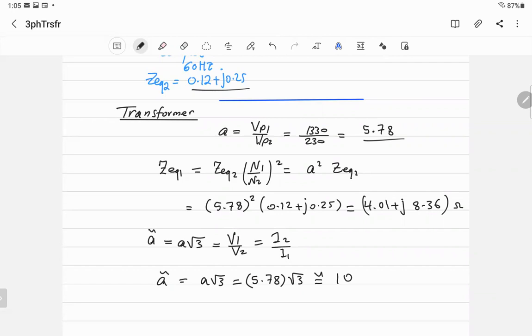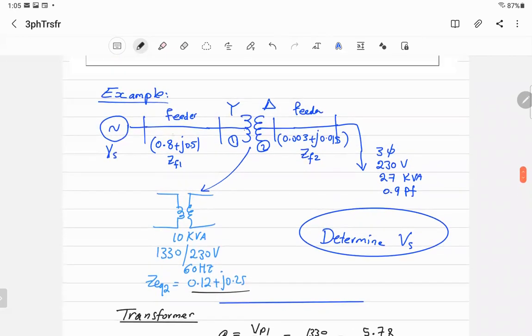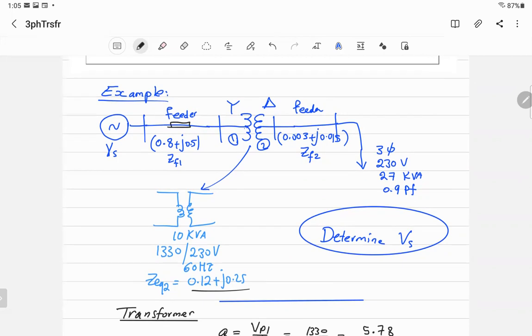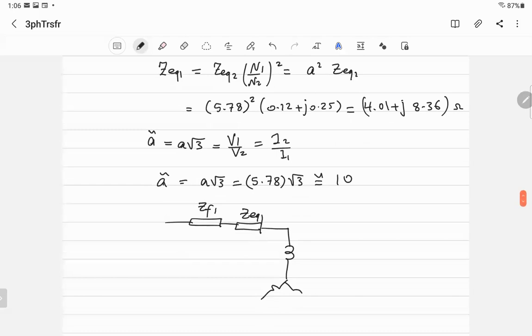Now I'm trying to get to that. Let me just sketch what we got till now. I did the Z equivalent on the other side. So if we are talking about this side, I got the equivalent impedance, Z equivalent 1, for the transformer. And don't forget, when you go to the line diagram, you have a feeder here. The feeder has impedance 0.8 plus j0.5. So I have another impedance here on the same side, which is feeder 1 on side 1, just to refresh your memory. Now I will do something strange and you can ask me and I will answer you.